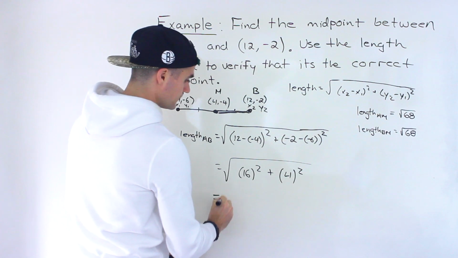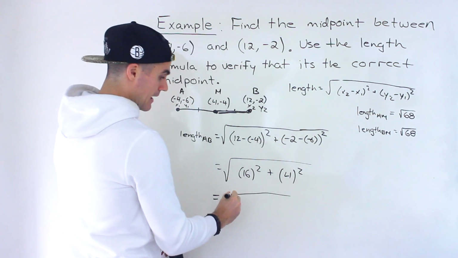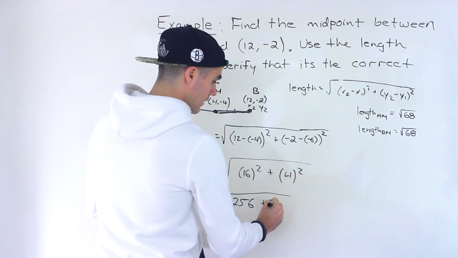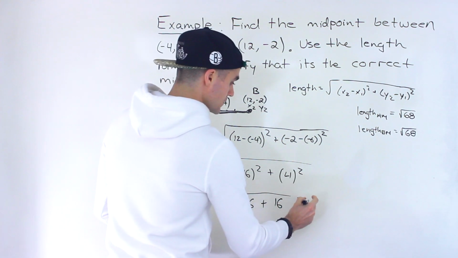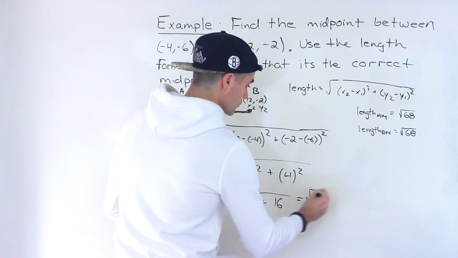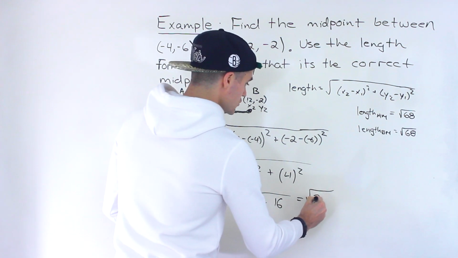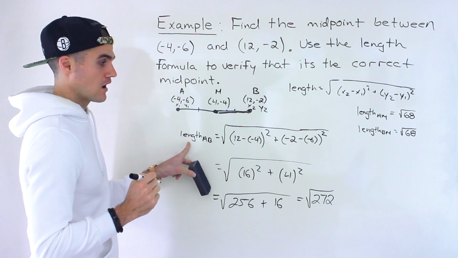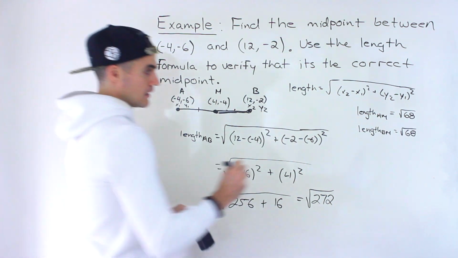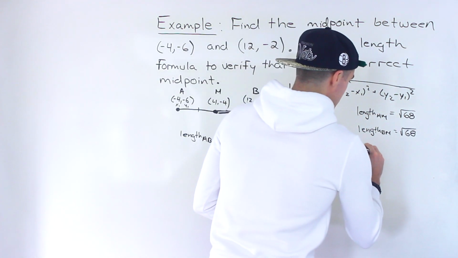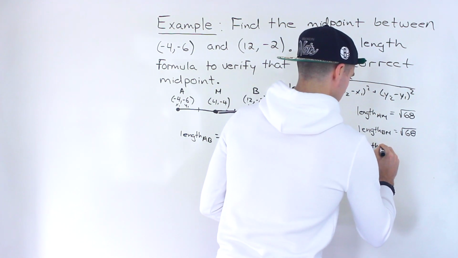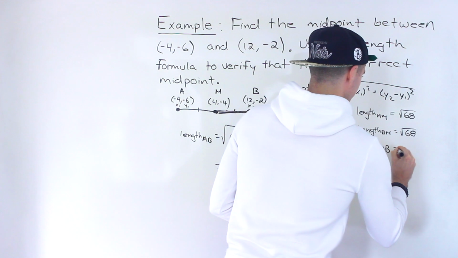So over here, 16 to the power 2 gives us 256. And then 4 to the power 2 gives us 16. So we end up getting the square root of 272 for the length of AB. Now, here is where things can get perhaps a little tricky.